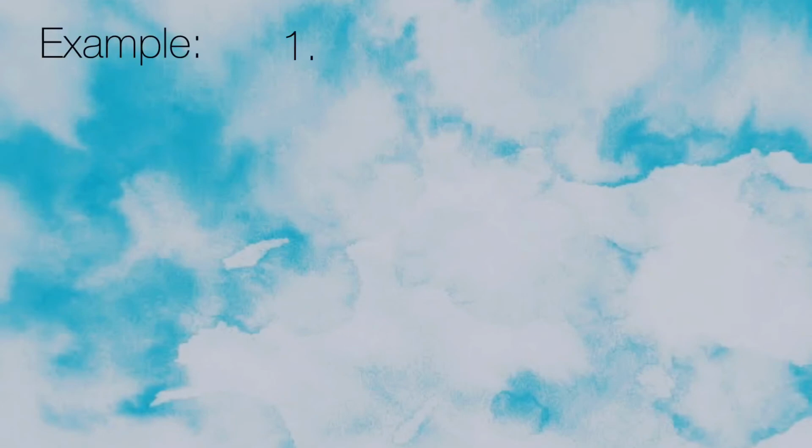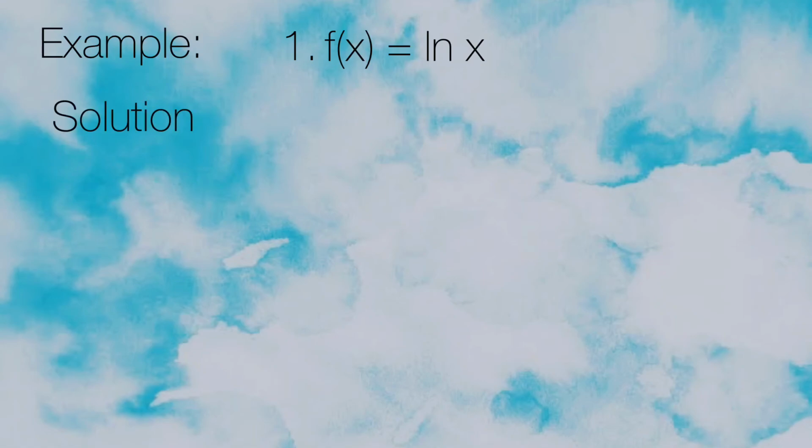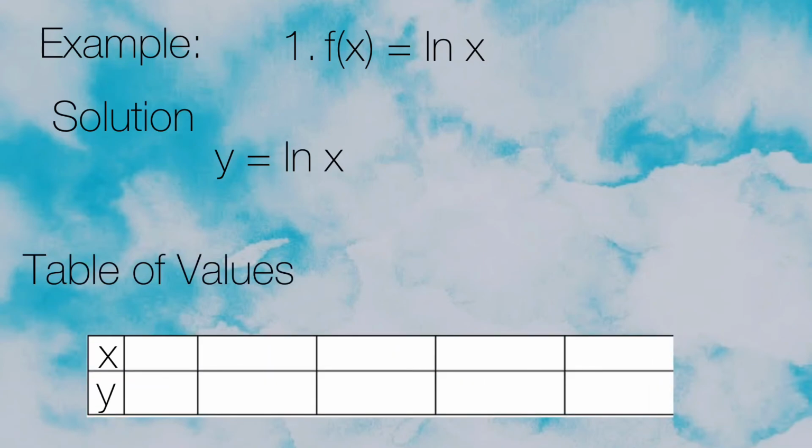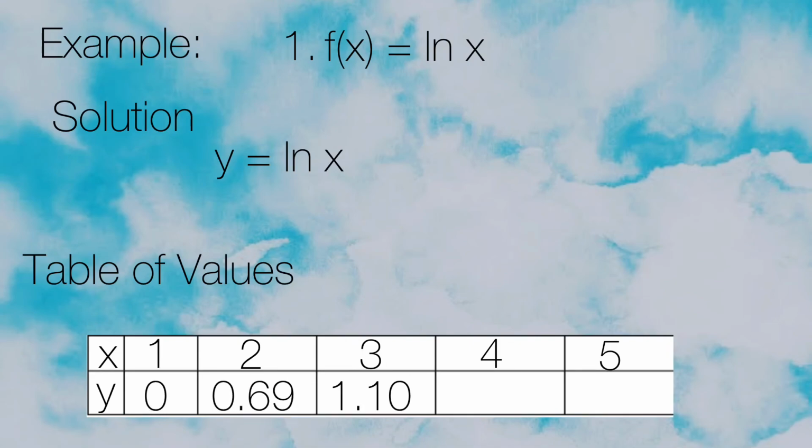So, here's the first example. We have the equation f of x is equal to natural logarithm of x. Now, f of x, change it into y. So, we have y is equal to natural logarithm of x. Now, make a table of values. So, we have x as 1, 2, 3, 4, 5. The values of y are 0, 0.69, 1.10, 1.39, and 1.61.